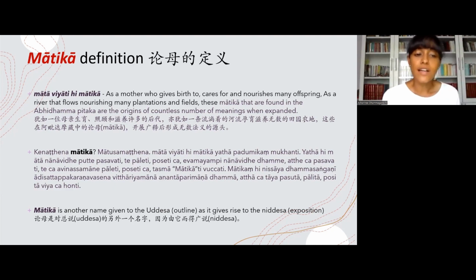Mātikā is also another name that is given to Uddesa, or an outline, because it gives rise to the Niddesa, the exposition.